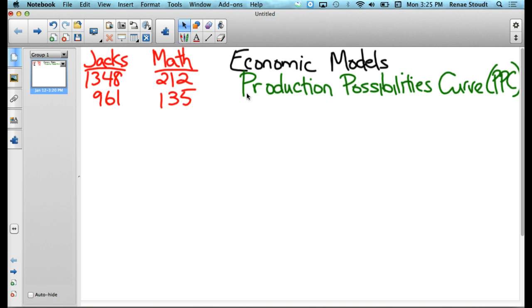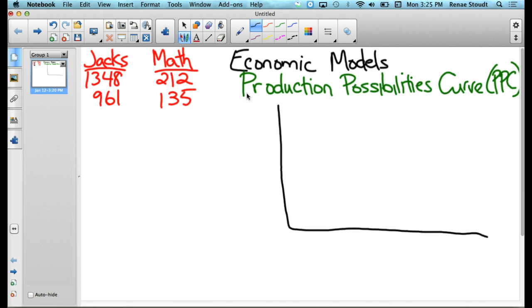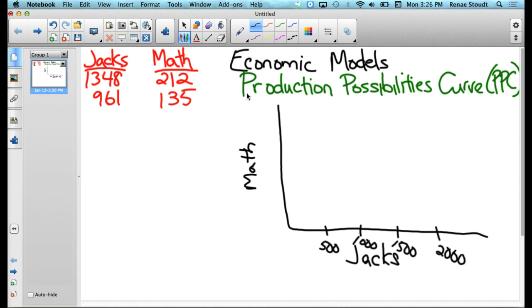Now, what we do with this is that the production possibilities curve is actually a curve. It's actually a graph. So what we're going to do is graph this. It doesn't really matter where you put the math facts and where you put the jumping jacks. We'll put the math over there, we'll put the jacks down here, and we're going to graph it. I'll go by 500s on the bottom: 1,000, 1,500, 2,000. And up the side, I'll go by 50s.